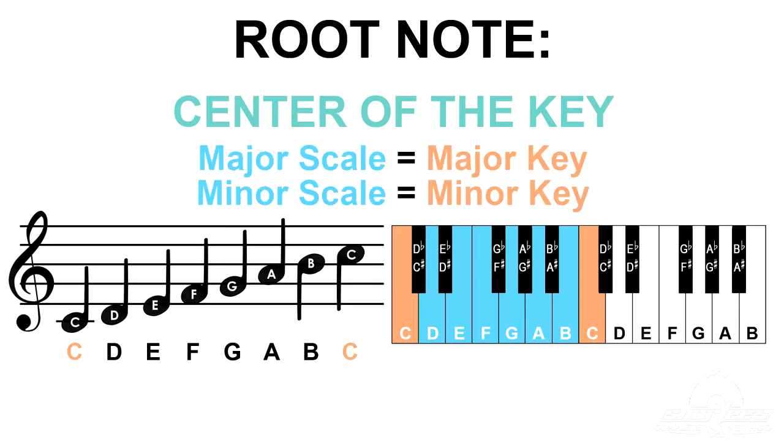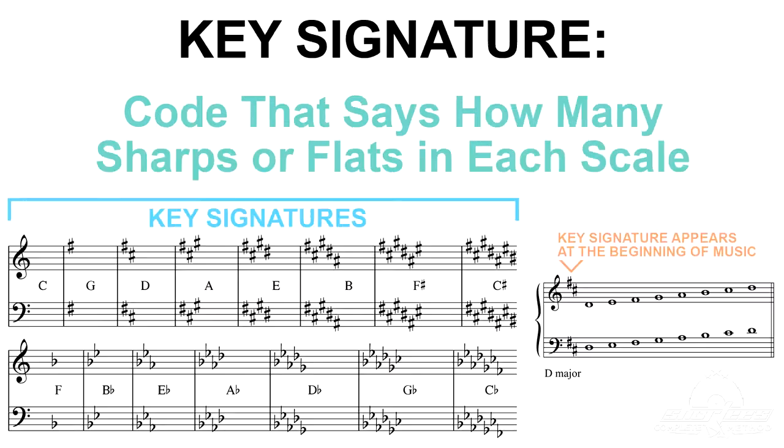In the C major scale, the root note is C. The minor scale is based on a minor key, and the major scale is based on a major key. All songs have key signatures. A key signature is a code in music that tells you how many sharps or flats are in each scale and appears at the beginning of a piece of music.